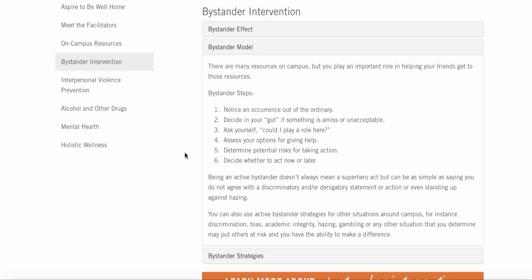And this can be in any situation. Depending on what situation you're in, you can definitely play a role most of the time, but what that role might be may vary by situation. Fourth is assess your options for giving help. I already kind of went over that one. I could maybe stop and ask them if they need help. I could call someone if they need medical attention, anything like that. Fifth, determine potential risks for taking action. In this situation, there probably won't be many risks. You might be a minute or two late to class, but it's worth it to help someone out.